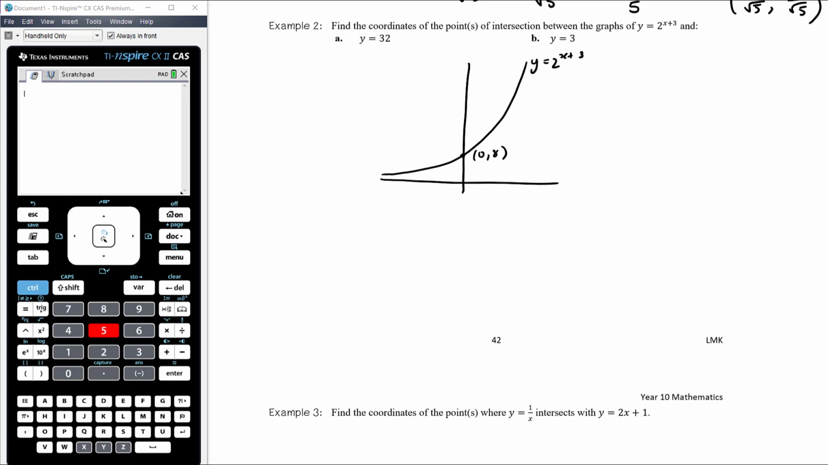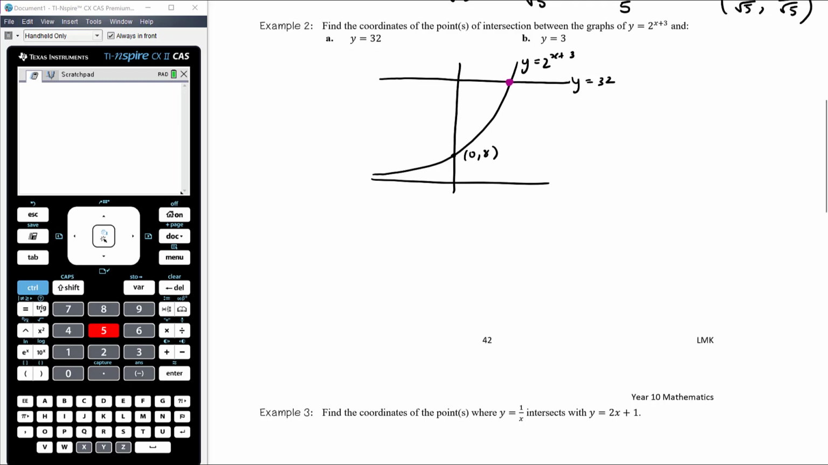And if I want to know where that intersects with the line y equals 32, well, y equals 32 is a horizontal line with y coordinates of 32. Okay, so therefore in part A, we're going to be trying to find the coordinates of this point here. In part B, we're looking at where this exponential graph intersects with the line y equals 3. Well, y equals 3 is going to be down here because it's got to be less than 8. My scale's not perfect there.